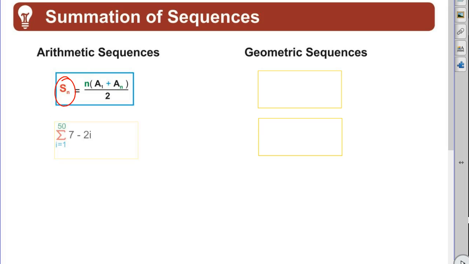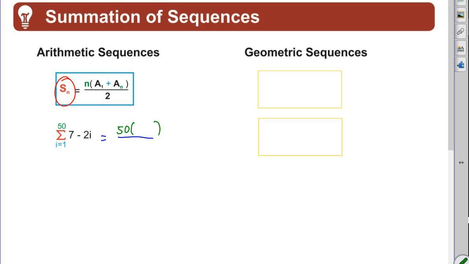So you're given a problem like this. There's the summation symbol, right? The i tells you where to start with the first term, with i being 1, and we're going 50 terms. Okay, and here's the rule on how to figure out each term: 7 minus 2i. All right, so we already know n is 50. So as I go to run my formula here, I already know that n is 50.